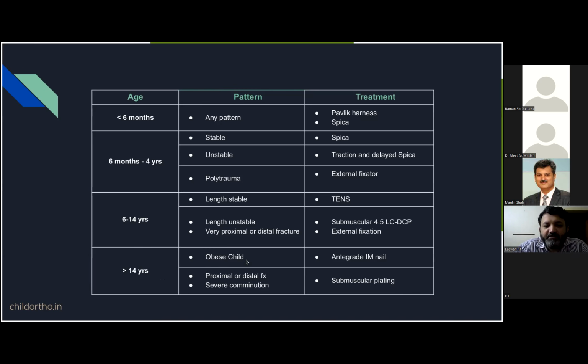That is probably what would be useful for these children. It's very difficult to maintain these children on TENS nail, so a more rigid device is necessary. If you're a little bit apprehensive of putting a standard locking IM nail, and if there is comminution also, then submuscular plating with LCDCP is an option in these children. So this is the general plan. And as you will see with the cases, this is a very fluid plan, but these are the broad options which are available to us.